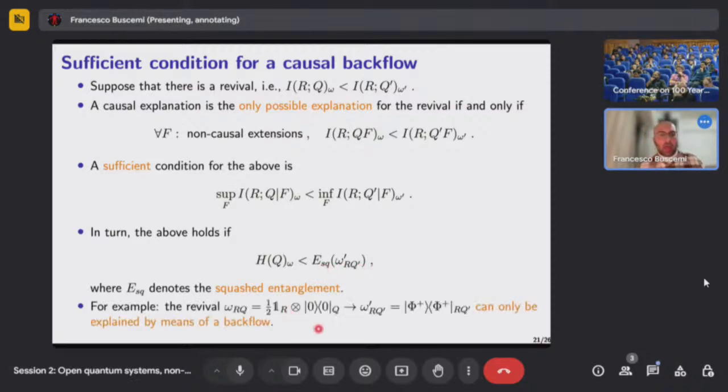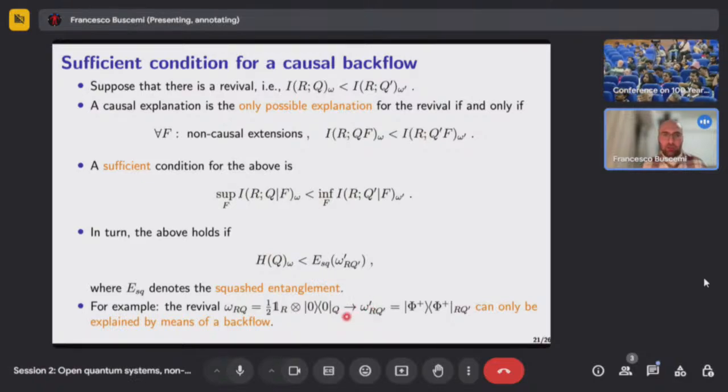So, for example, a situation where only a causal backflow of information can explain the revival of information that you're observing would be the following, where reference and system start in a factorized state, but with a pure state for the system, and at a later time, you see that reference and system are maximally entangled. In such a situation, there is nothing that works but a backflow of information from the causal path of Q to Q prime. There is nothing else that can work. Okay? So you need a direct causal backflow to explain what you see in this situation.